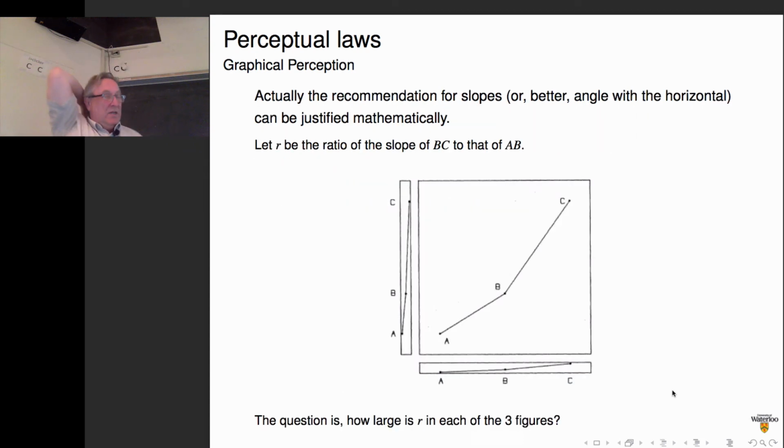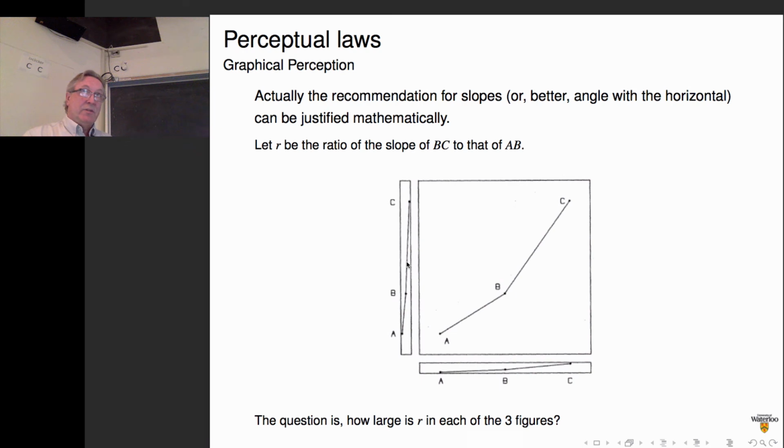You can also think about how this works for comparing angles, for example, what are the slopes of these lines. So we're looking at the ratio of the slope of BC to AC, right? Is that larger or smaller than it is here when I have this kind of aspect ratio than it is here? Okay, so the question is, how large is R, that ratio, in each of these three figures? So think about, is it largest in the center? All those in favor? Few in favor, largest here.